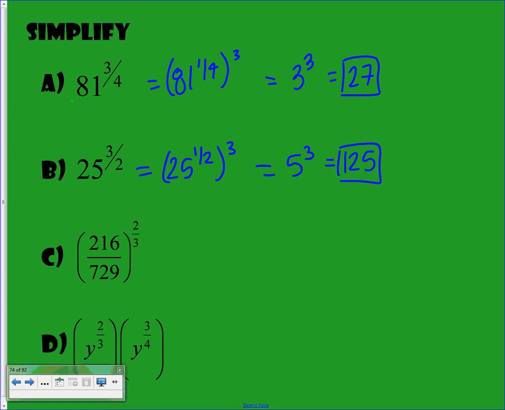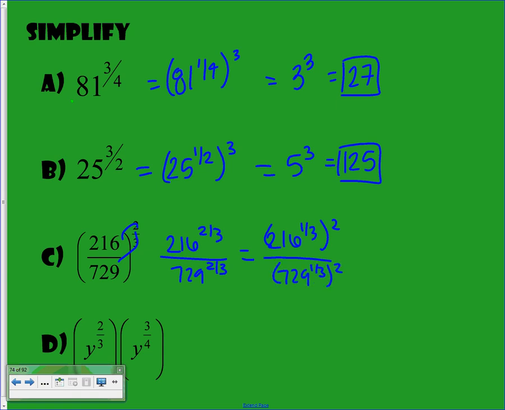Example C has a fraction to the 2/3. Again, we're going to do this twice. We're going to go 216 to the 2/3 over 729 to the 2/3. So you have to distribute that exponent to the top and the bottom, and then I'll split it. So I'll say 216 to the 1/3, and then that number squared, and then 729 to the 1/3, and then that number squared.